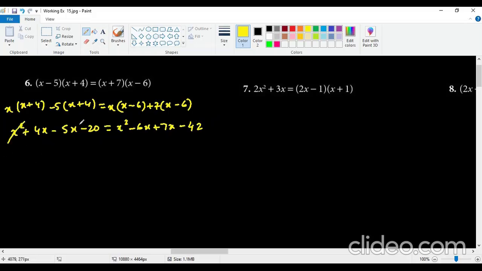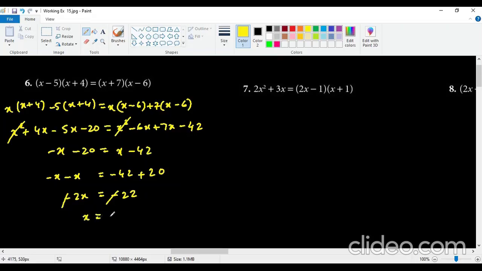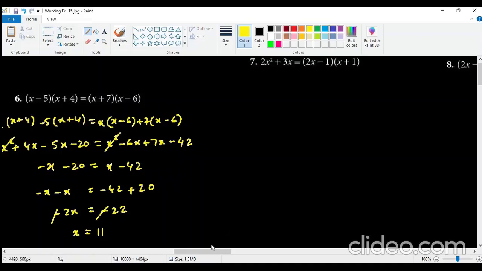X square is going to be cancelled from each side. 4 minus 5 is going to give you negative x, negative 20. And this side you will have x minus 42, because 7x minus 6x is going to give us a single x. Now in here, this is negative x, and this plus x will go to this side and becomes negative, and negative 42 and plus 20. So this is going to be negative 2x equals negative 42 plus 20, which is going to give us negative 22. So the minus sign is going to be cancelled from each side, and x equals 11 is the final answer for this question. As we are done with question number 6, moving on to question number 7.